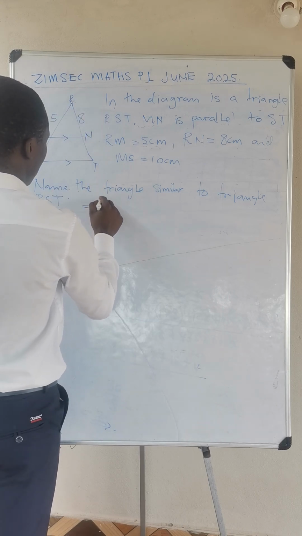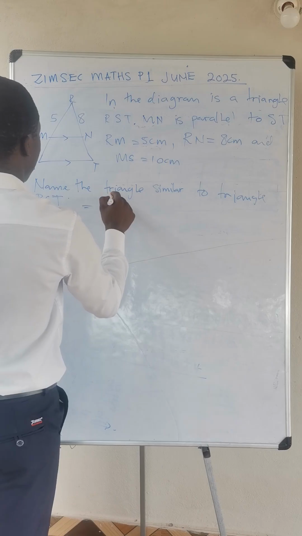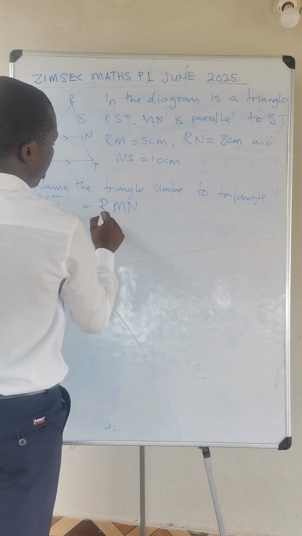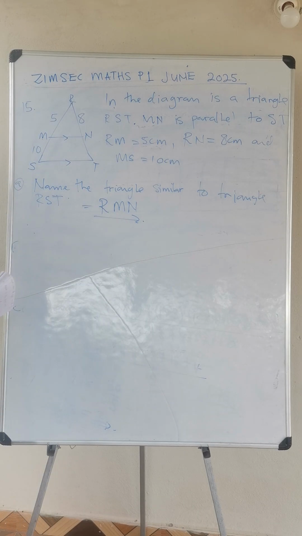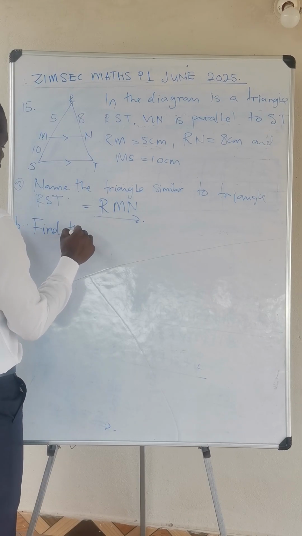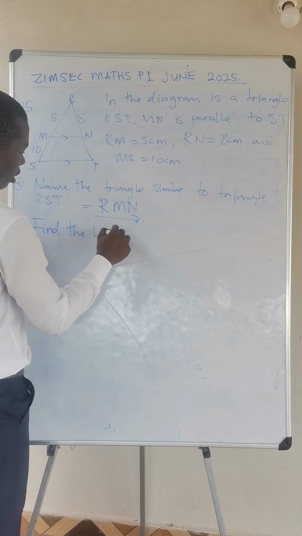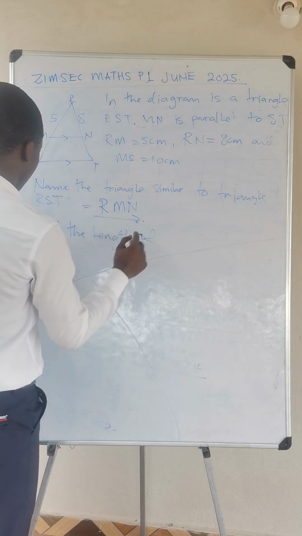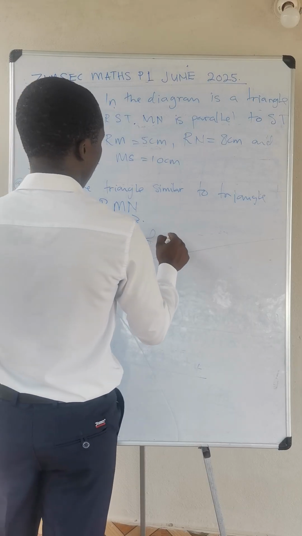So it's equal to RMN. So this is the triangle that is similar to RST. Okay, so the B part: find the length of NT.